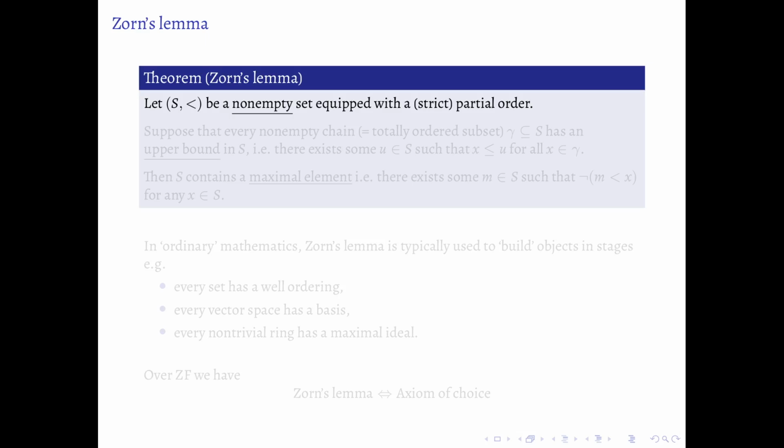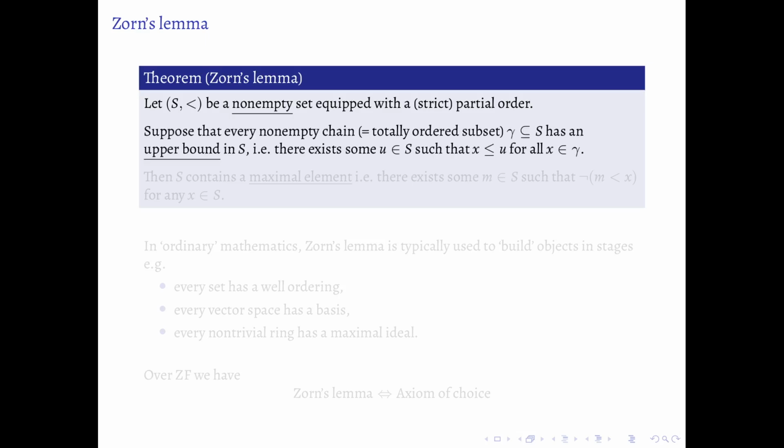So there are two main assumptions in Zorn's lemma. The first is that we take a strict partial order and we assume that it is non-empty. Right? So we have a non-empty set S equipped with a strict partial order. Often Zorn's lemma is formulated in terms of normal partial orders, but I'm using strict partial orders. And the second assumption is to suppose that every non-empty chain, so that's a totally ordered subset, has an upper bound in S. Right? If these two assumptions hold, then we can conclude using Zorn's lemma that S contains a maximal element. So in other words, there's some element m in my set such that it is not the case that x is greater than m for any other x in S.